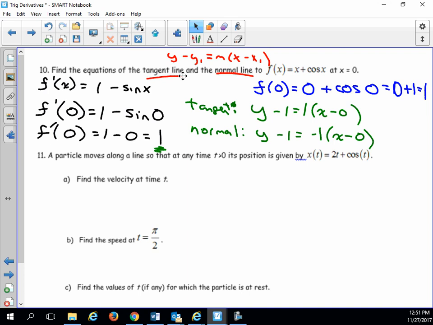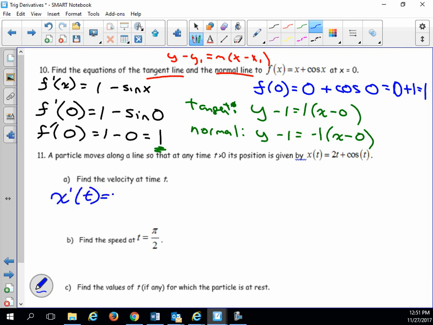Particle number 11, the last question that we have. A particle moves along a line so that at any time t greater than 0 its position is given by the function x of t equals 2t plus cosine t. Find the velocity. So if you remember, x prime of t equals v of t. Find the velocity at time t, so you're finding the derivative of this. The derivative of this is 2, plus the derivative of cosine, which is negative sine. It's plain old t, so there we go. That's 2 minus sine of t.